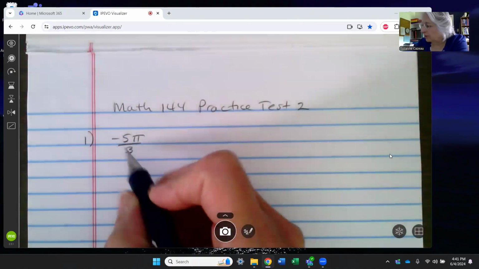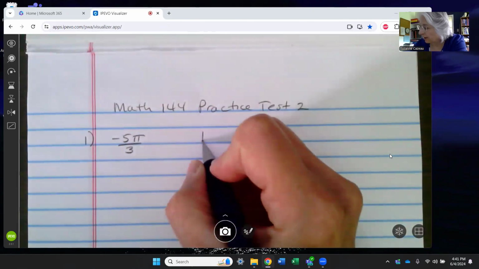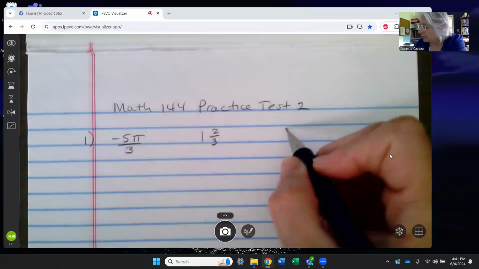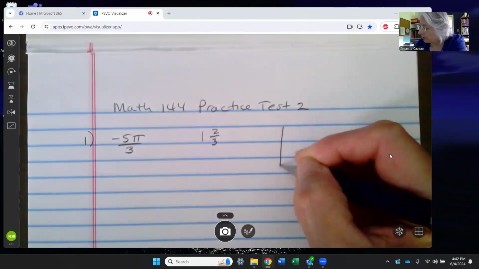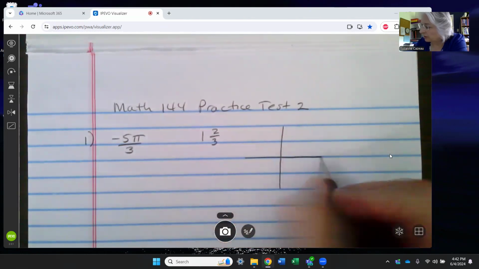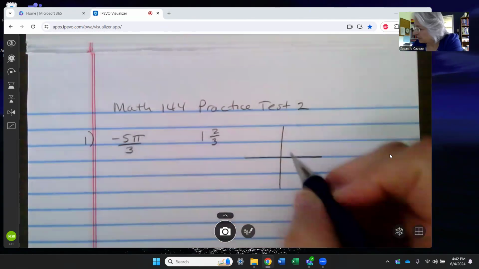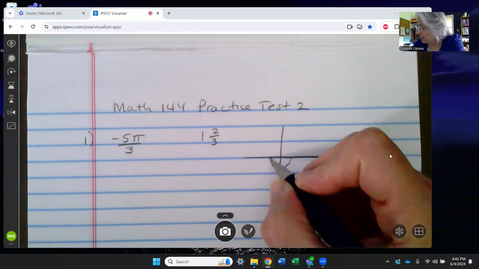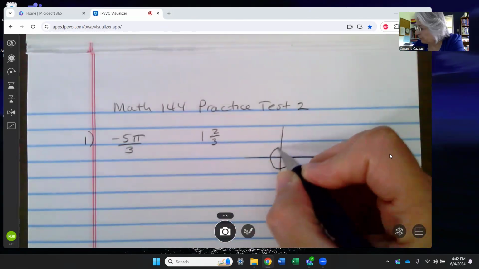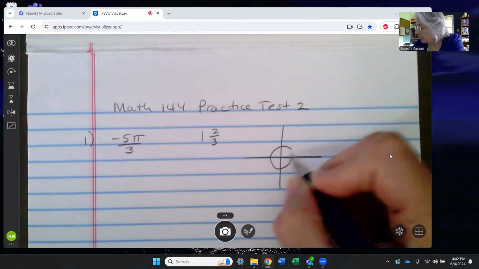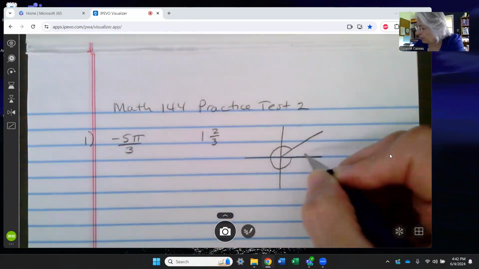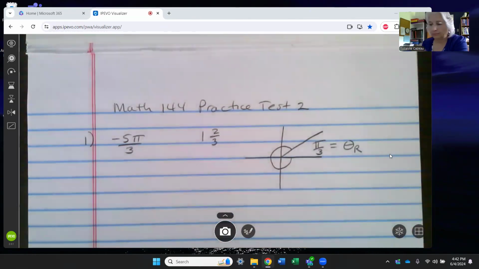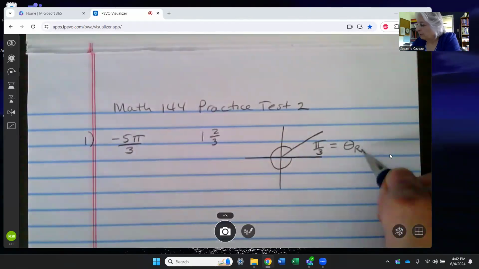So now 3 goes into 5 once, right? Once with 2 left over. So that means I'm going to go around in a negative direction. Now from here to here is 1 pi. Now I got to go 2/3 the way more over to the next pi, which is somewhere in here. If I'm going 2/3 of the way over, then that means this in here is 1/3, or pi over 3. So this is my reference angle. Anyway, that's all they wanted.